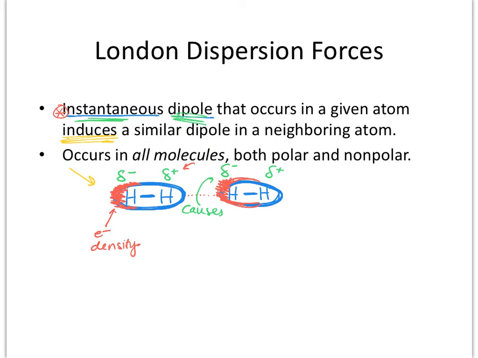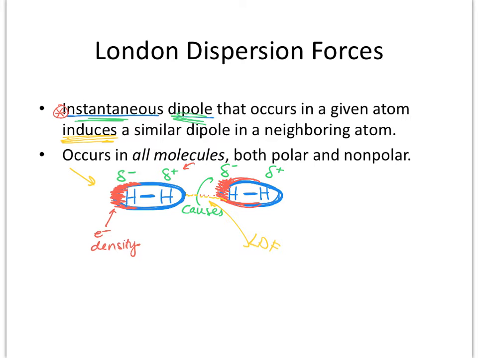And what can happen there is those two molecules can temporarily attract to one another. That would be the London dispersion force. Since electrons are constantly in motion, this is really weak and really temporary, because as soon as those molecules shift, they break apart.